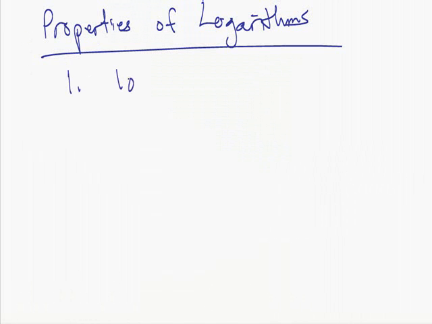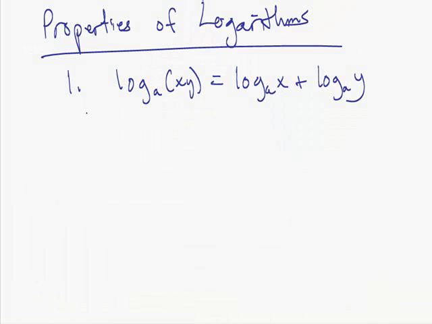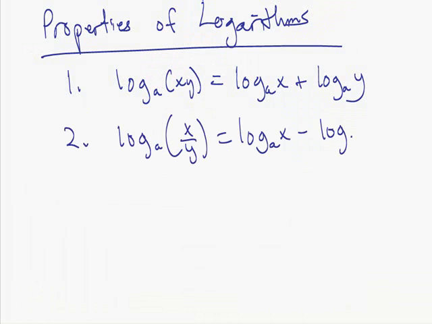The first one is that if I take the log of any base of two things multiplied together, I can split that up as the log base a of x plus the log base a of y. So I can write that as two separate logs. The second property says if I take the log of any base of one quantity divided by another, I can split that up with subtraction: log base a of x minus the log base a of y. And again, I think you've seen all these properties before.